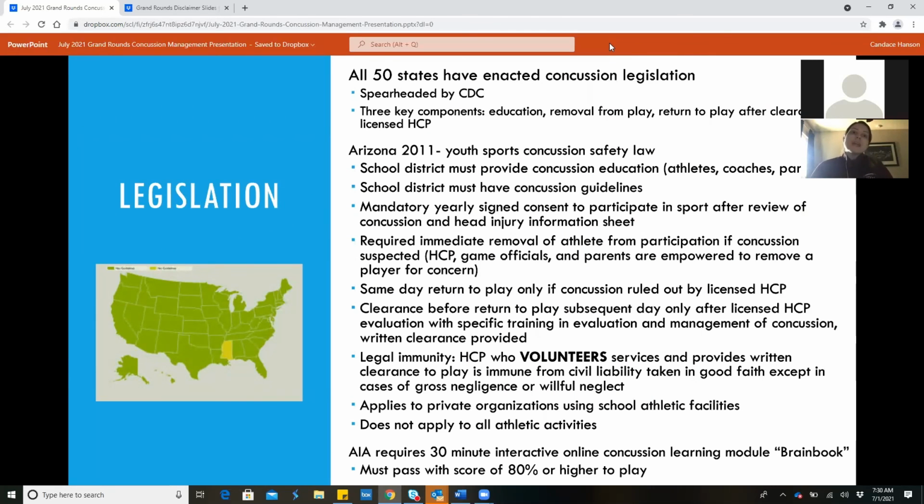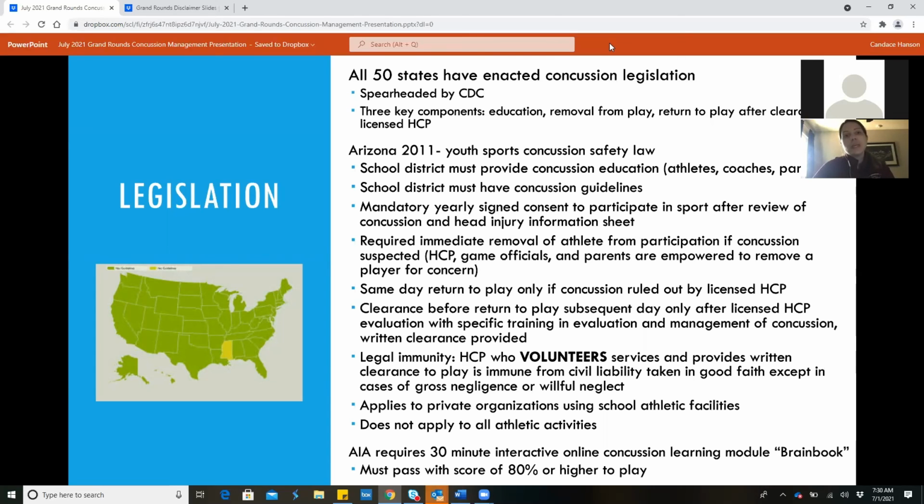So all 50 states have concussion legislation. It's spearheaded by the CDC. In Arizona, it was passed in 2011. Basically, it's the same parts that are in pretty much every concussion law, but school districts have to provide education to athletes, coaches, parents. There have to be concussion guidelines. There's mandatory yearly signed consent after information about concussion and head injury, and immediate removal from play. In Arizona, anybody can ask for that. A healthcare provider, game officials, parents are all empowered to express their concern and remove a player and have them evaluated.